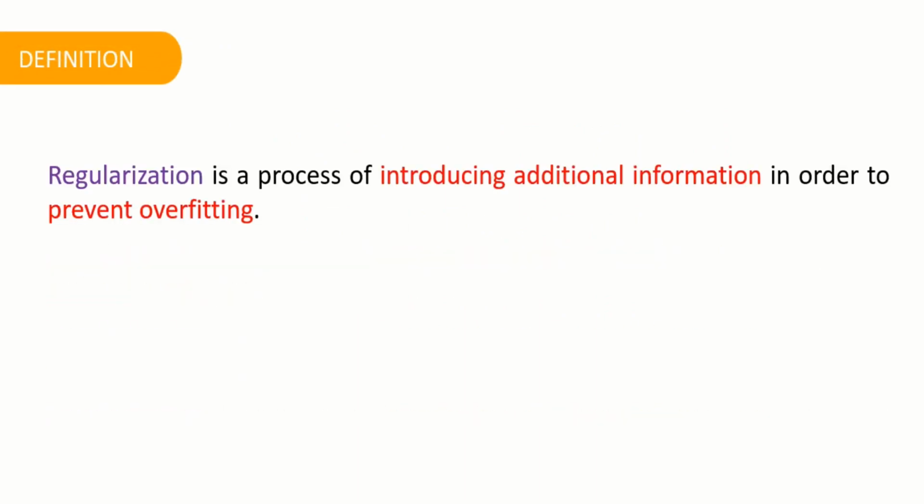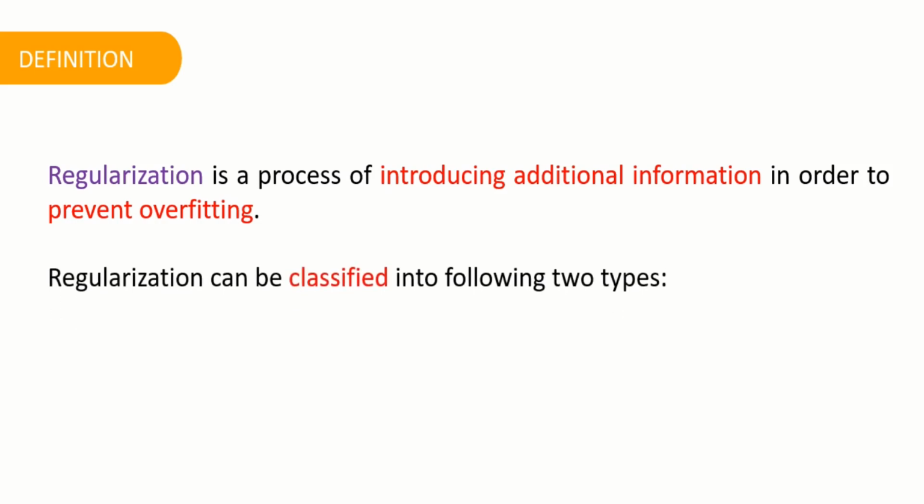So firstly, let's look into the definition of regularization. It is nothing but a process of introducing additional information in order to prevent overfitting. I hope you are very clear by now on overfitting. It is when our machine learning model tries to cover all the data points present in the given data set. Because of this, the model starts catching noise and inaccurate values that are also present in the data set, and these factors reduce the efficiency and accuracy of the model. So overfitting must be avoided, and regularization is one of the best techniques to overcome overfitting.